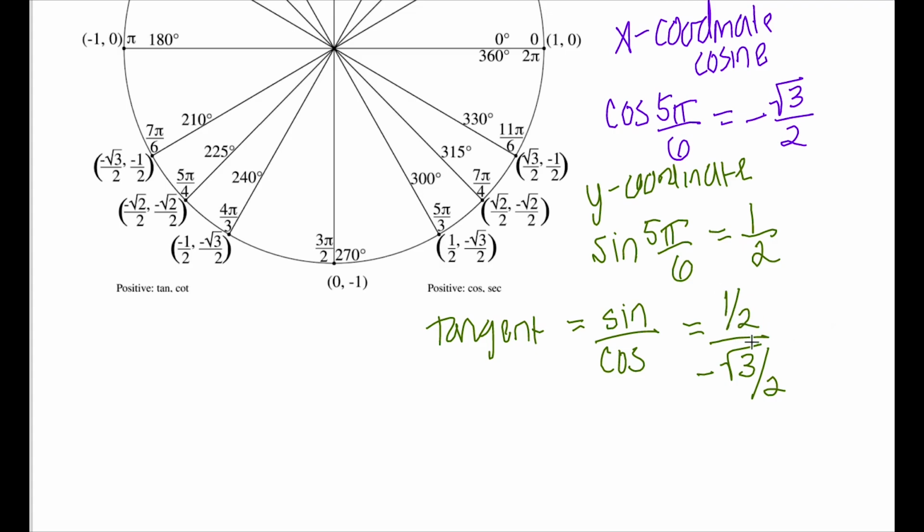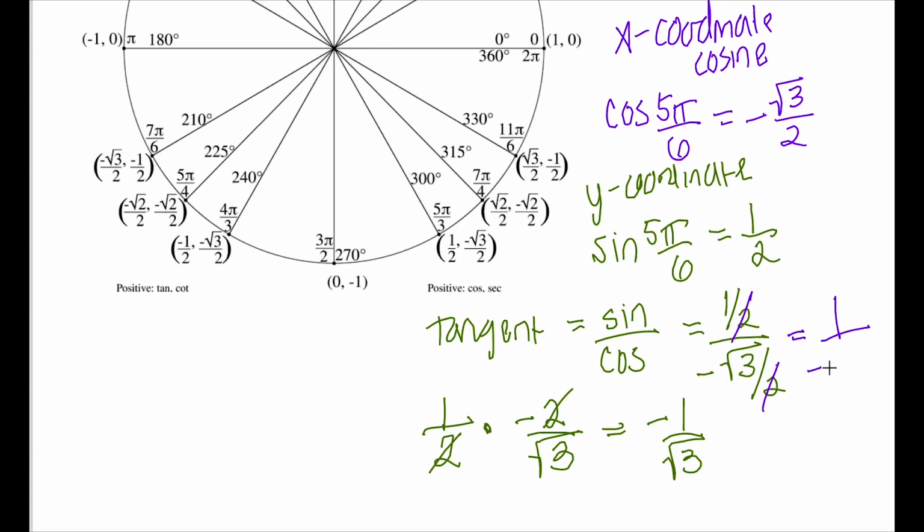Now, when two fractions are divided, but they have the same denominator, there's two ways you can handle it. If you're dividing by a fraction, you can change to multiplication, and switch the second fraction. Here, the 2's will simplify, and you have -1 over the square root of 3. The other thing you can do is, if the denominators are the same, you can just cancel them out, and you'll get 1 over -√3. And see, either way, you're going to get the same answer.